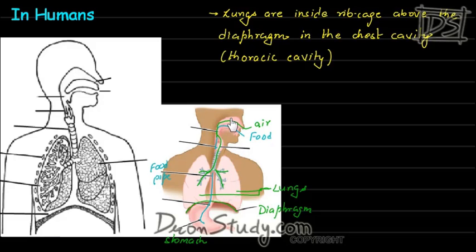It entered through the nose. The path of food and air is different. Air enters through the nose and food through the mouth. Then a little bit of their path overlaps, but eventually they come out from two different tubes.